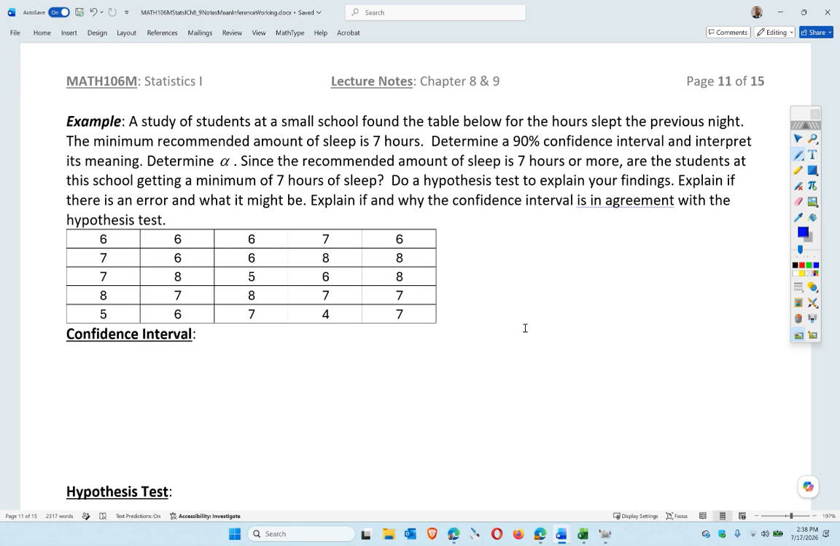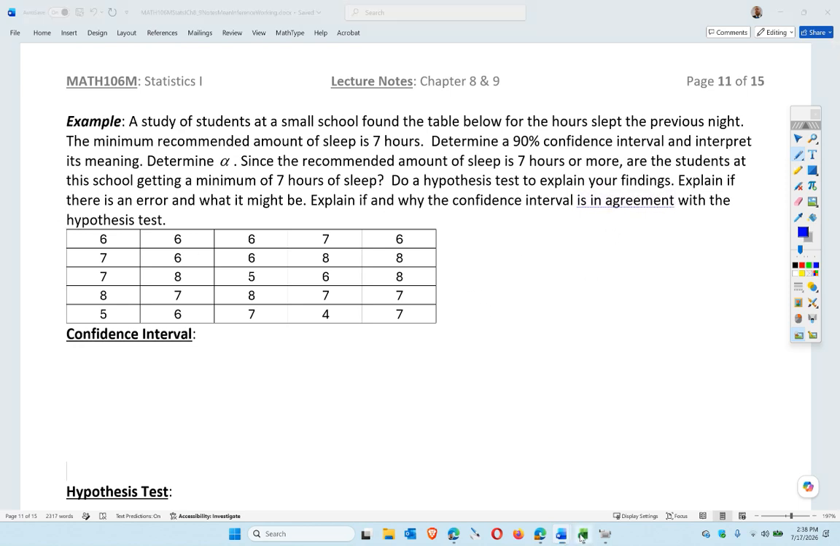The minimum recommended amount of sleep is 7 hours. Determine a 90% confidence interval, interpret its meaning, and determine alpha. Since the recommended amount of sleep is 7 hours or more, are the students at this school getting a minimum of 7 hours of sleep? Do a hypothesis test to explain your findings. If there's an error, explain what it might be. Explain if and why the confidence interval is in agreement with the hypothesis test.